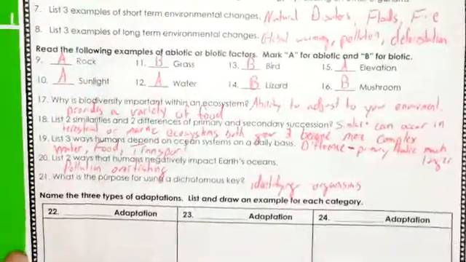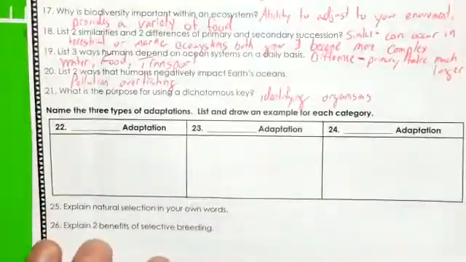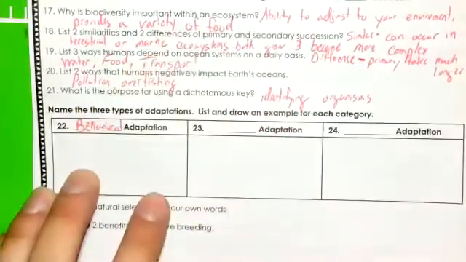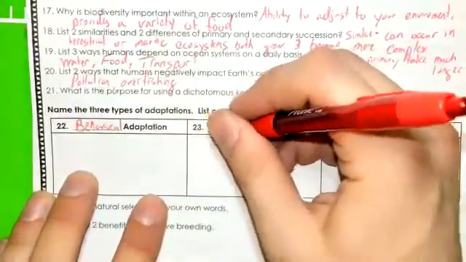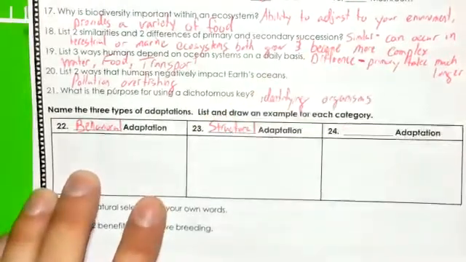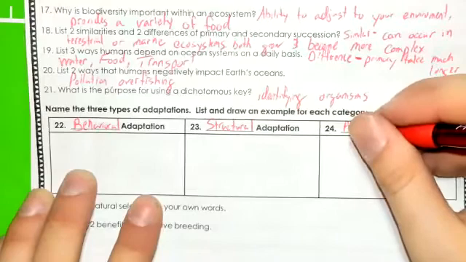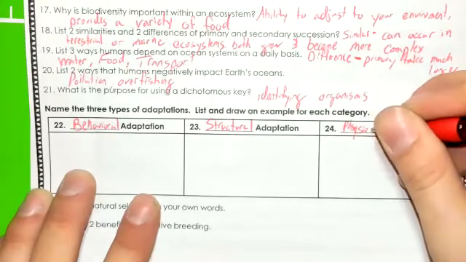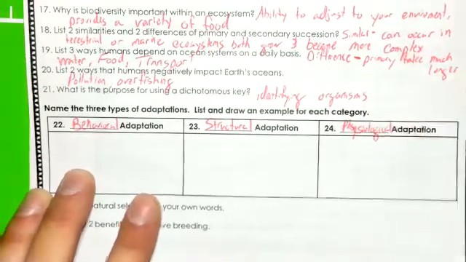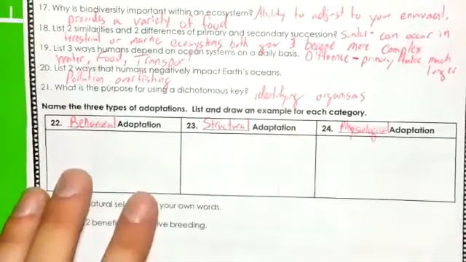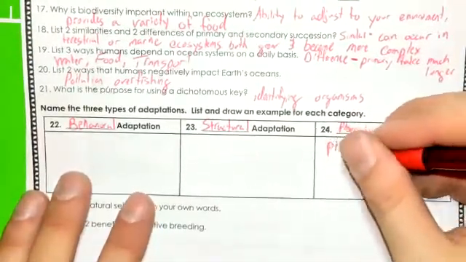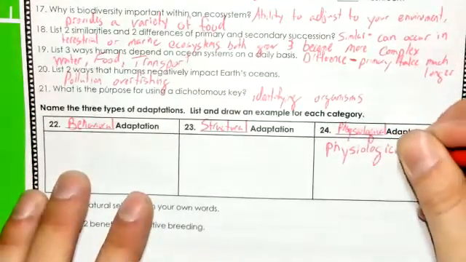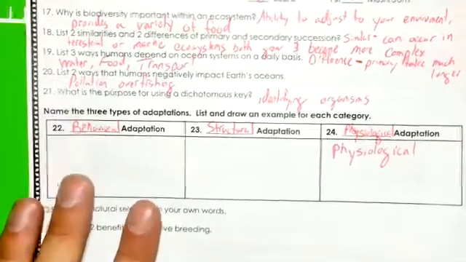All right, talking about adaptations now. There are 3 different types of adaptations. First, we have behavioral. Then we have structural. And then we have physiological. Behavioral, structural, and let me rewrite that word for you. Physiological.